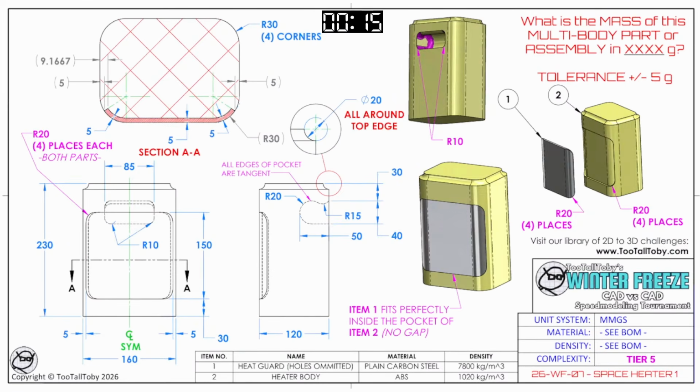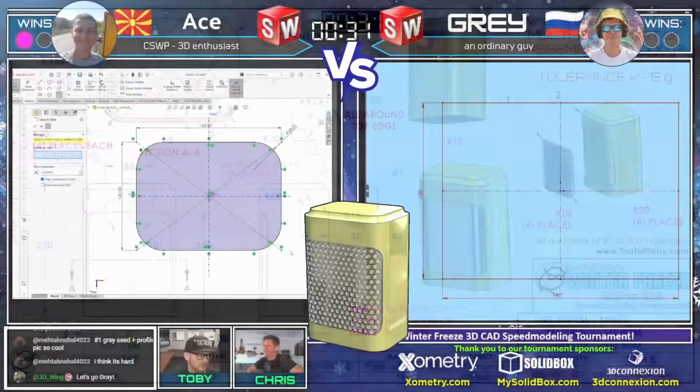What is the mass of this multi-body part or assembly in XXXX grams? And our runners are grabbing a screen capture. They're looking over this thing. We can see there's a bill of materials down in the corner. It says that this has got 2 different parts. It's got a heat guard with the holes omitted, and it's got the heater body. It's a space heater. And we've got the material plain carbon steel and ABS. Let's see how our runners handle this challenge.